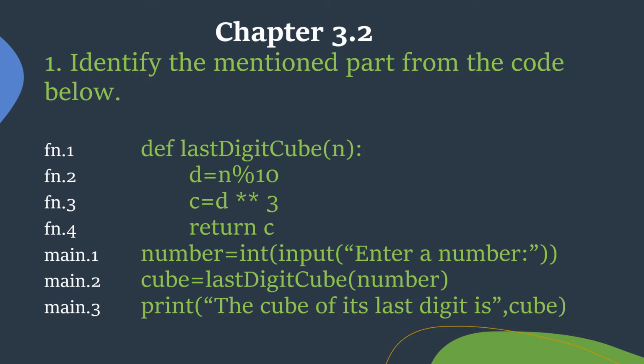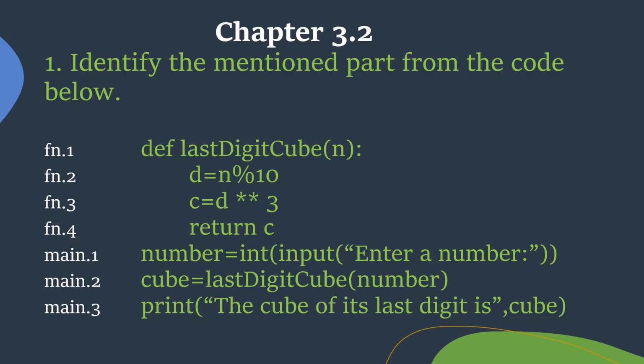Now we'll move on to the next chapter, chapter 3.2, and we'll discuss all the questions of chapter 3.2. The first question goes like this: identify the mentioned parts from the code below. So you can see the code is here. There's a function defined, last_digit_cube, which is taking one parameter called n, and it is finding d equal to n % 10 and c equal to d ** 3, and returns c.